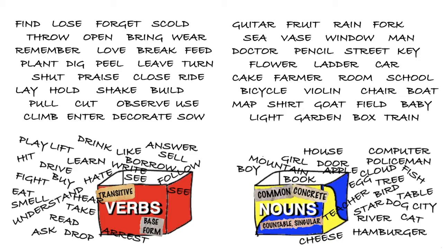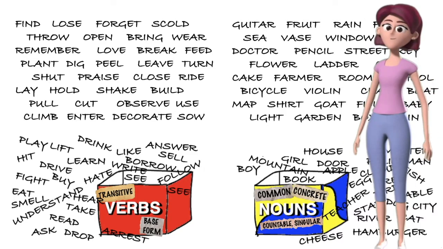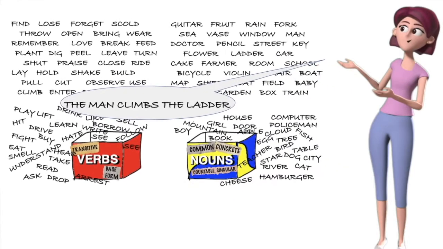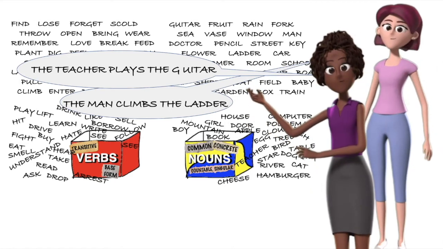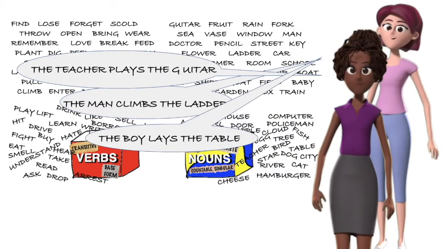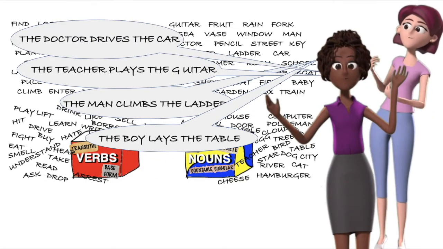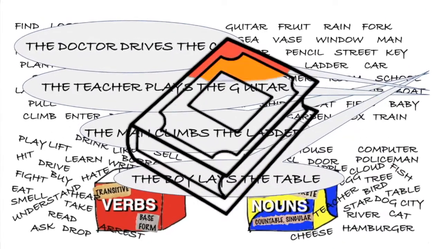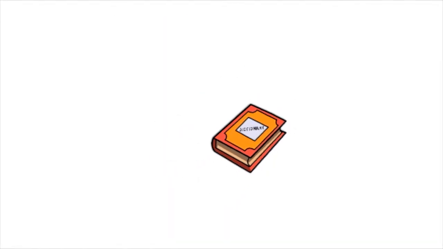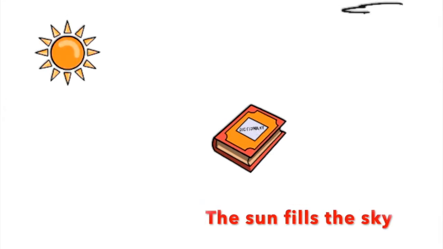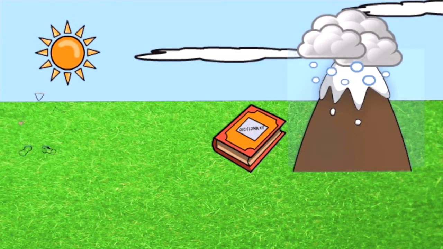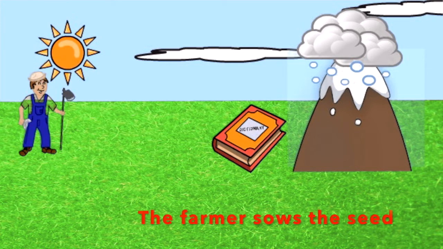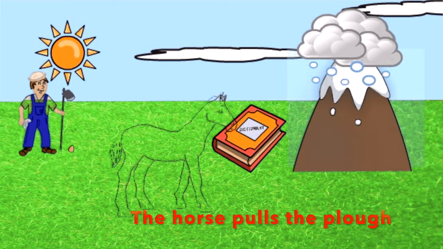Here you go. How's that? Yes, that's better. The man climbs the ladder. The teacher plays the guitar. The boy lays the table. The doctor drives the car. I know. Let's check the dictionary and find more words. Yes, come on. The sun fills the sky. The snow covers the mountain. The farmer plants the seed. The horse pulls the plough.